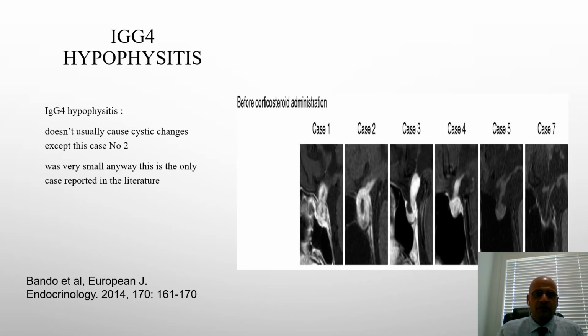Now, how about IgG4 hypophysitis? Can it present as a cyst? There was a case series of 7 patients in this study, one of whom, case 2, had a cystic formation, which was fairly small. So could that be a necrotizing cyst formation? Possibly. We'll never be able to know, but it's in no way as dramatic in terms of size and homogeneity as our patient. And at the end of the day, Rathke cyst is far more common than IgG4 hypophysitis anyway.